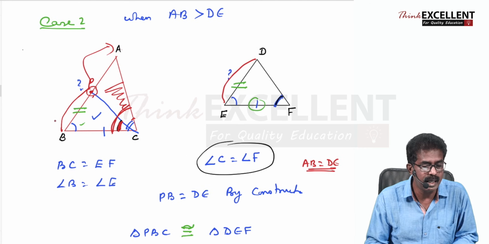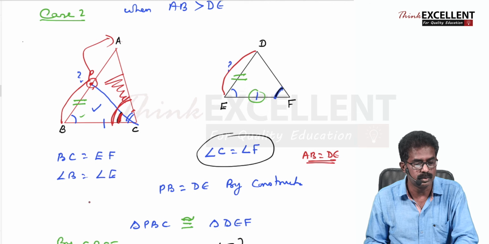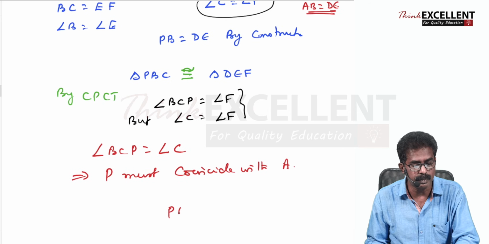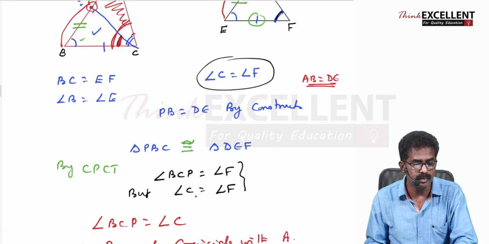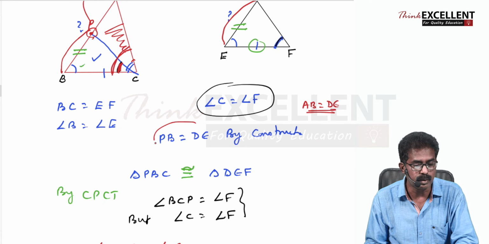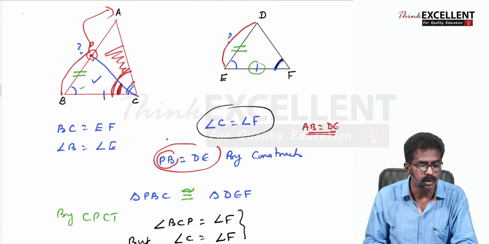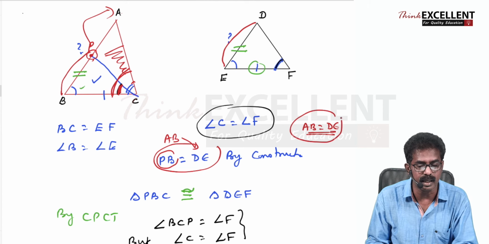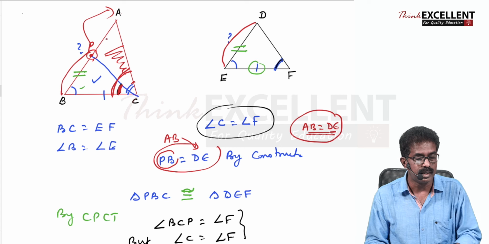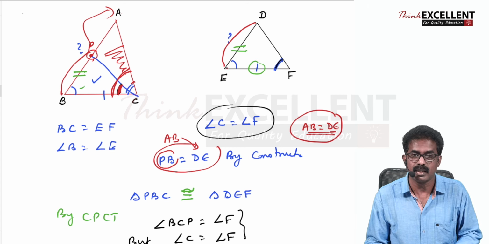So PB and AB are equal. Okay. So earlier we have taken PB equal to DE. But now PB is same as what? AB. So you can say that AB and DE are equal. AB and DE are equal. That is what you have to prove, right? Now AB and DE are equal.